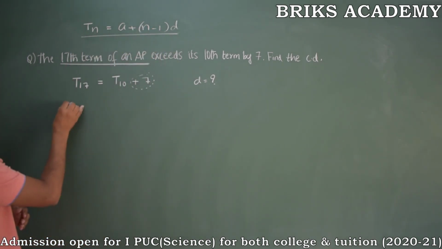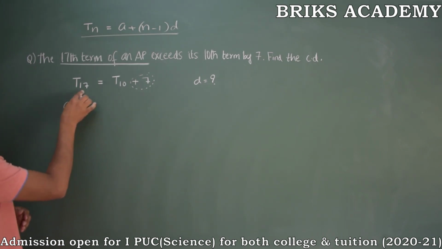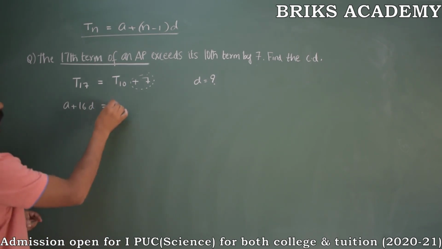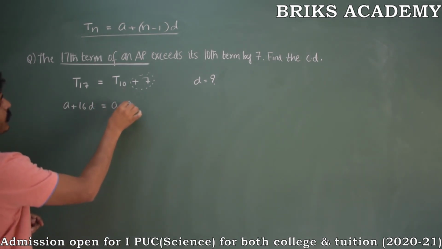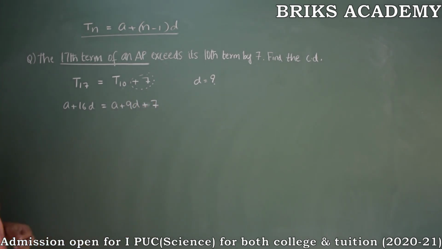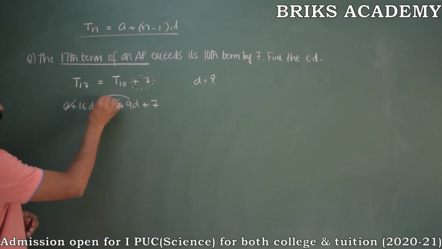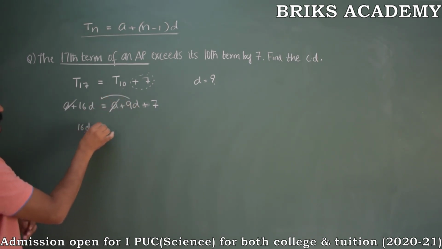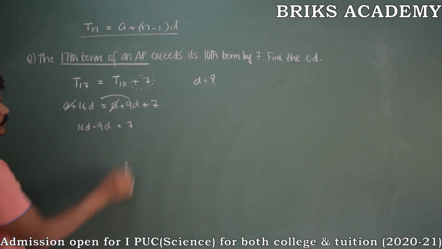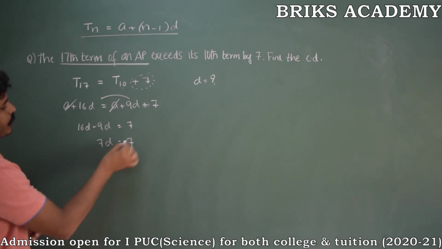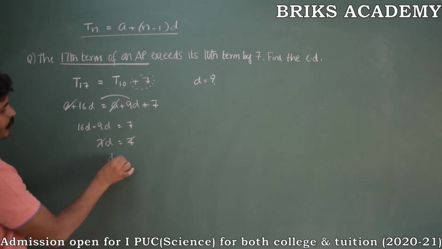So what is the 17th term formula? A plus 1 less than this, 16D. What is the 10th term formula? A plus 1 less than that, 9D, plus 7. Definitely A gets cancelled. If I take this side, what am I left with now? 16D minus 9D. How much is it? 16 minus 9, is it 7? Equal to 7. 7 cancels, D equal to 1.